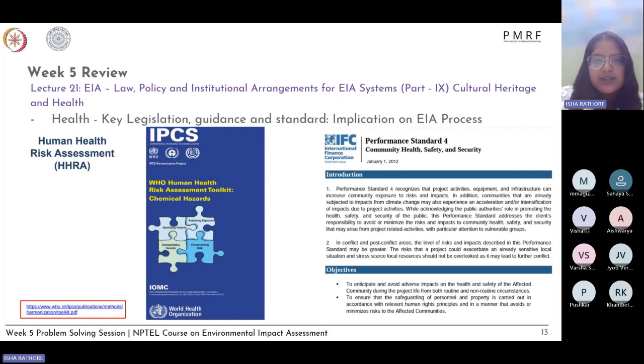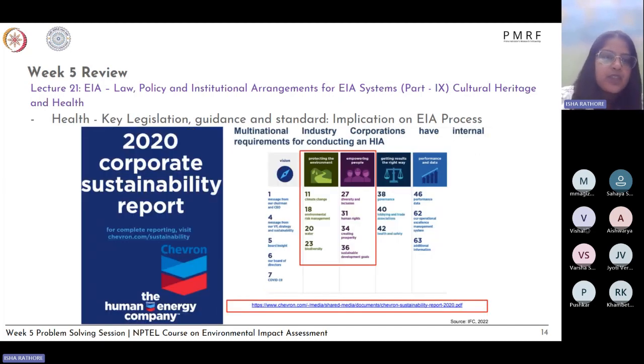When the project is being developed, proposed to the post occupancy stage. It also ensures safeguarding of personal and property is carried out in accordance with relevant human rights principles and in a manner that avoids or minimizes risks to the affected communities. So that is the IFC's Performance Standard Four on community health, safety, and security.